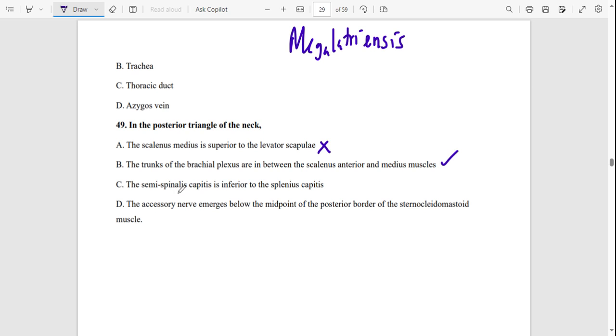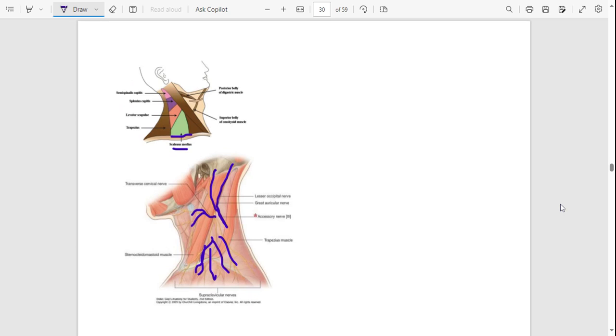The semispinalis capitis is inferior to the splenius capitis. This is not true. It's actually supposed to be superior. Accessory nerve emerges below the midpoint of the posterior border of the sternocleidomastoid. That is also not true. You can see the sternocleidomastoid here. Is it coming out on the midpoint?